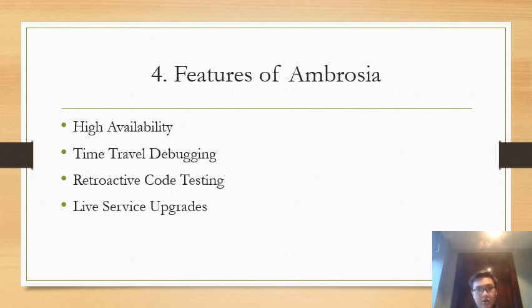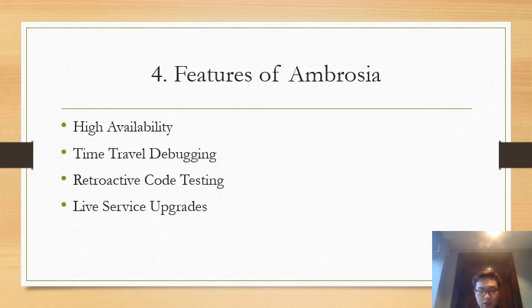The third feature is retroactive code testing. The argument is the same as time travel debugging. Developers can perform time travel debugging using the updated version of the application in order to find some bug or test a fix. Since the replay is deterministic, the behavior can be replayed on the new version of the application.